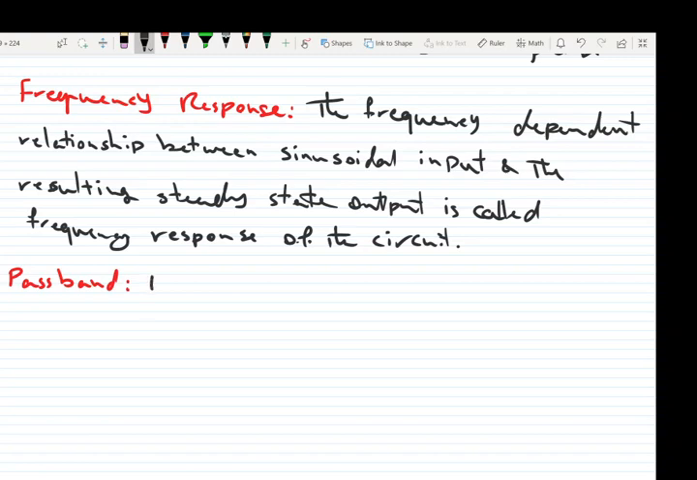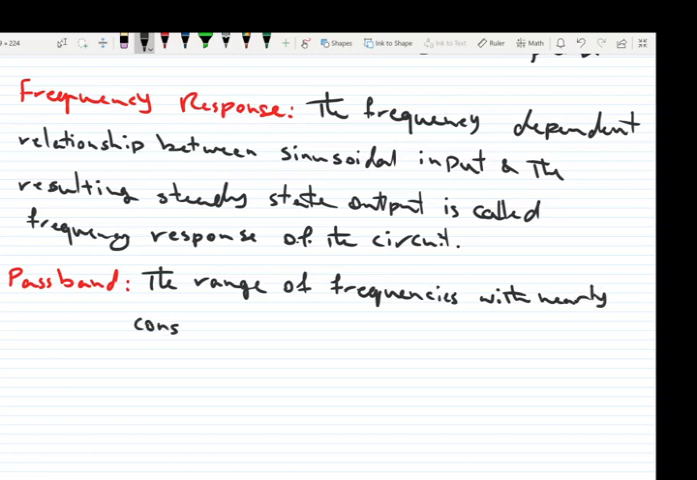The range of frequencies with nearly constant gain is called a passband.